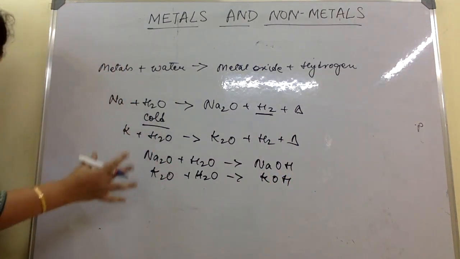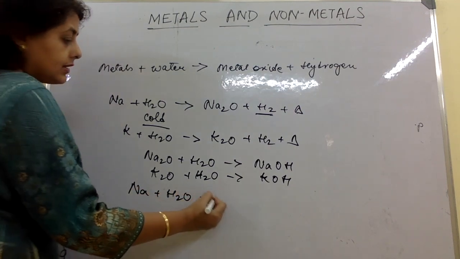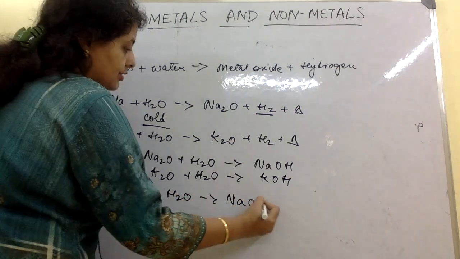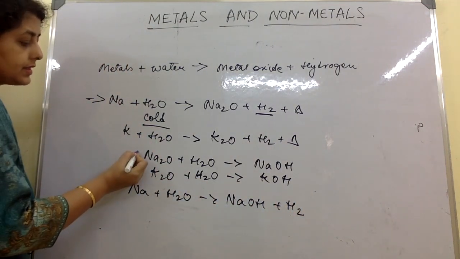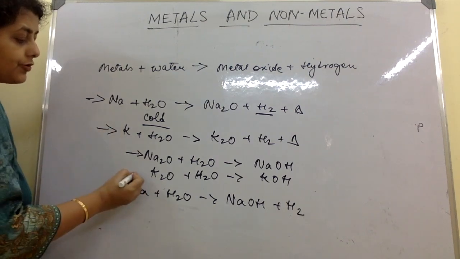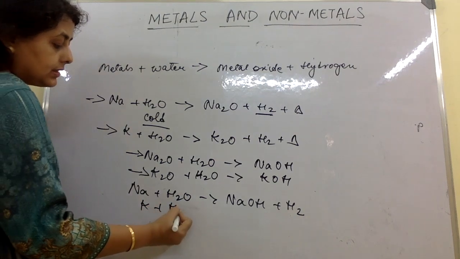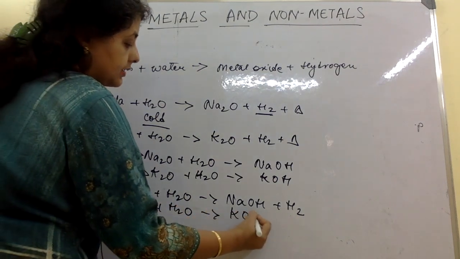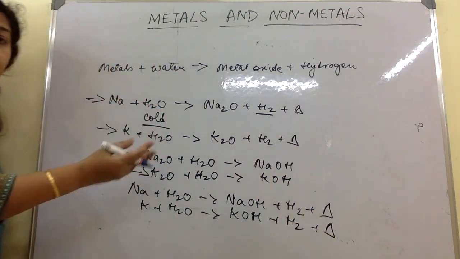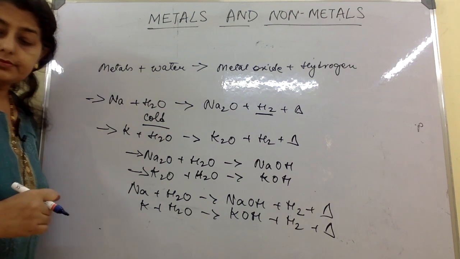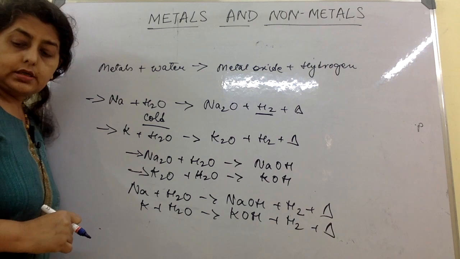So what is the complete reaction? If I write it together, then I can write that it forms NaOH plus H2, because this one is part 1, the second step, here first step for potassium, second step for potassium. So combining it, we can write like this, plus of course heat. So these come under exothermic reactions.